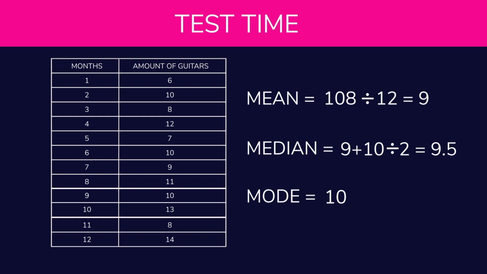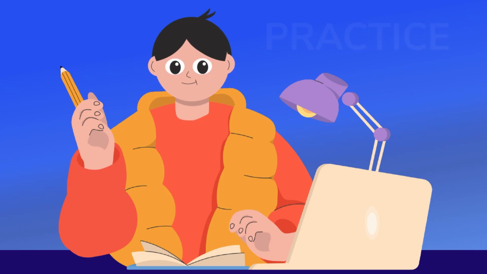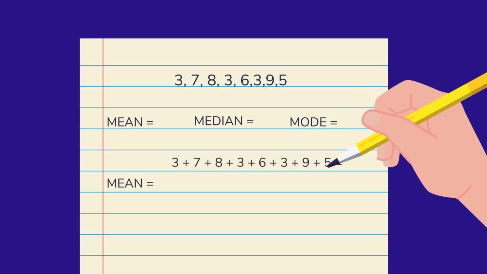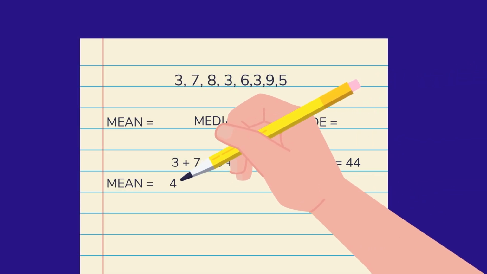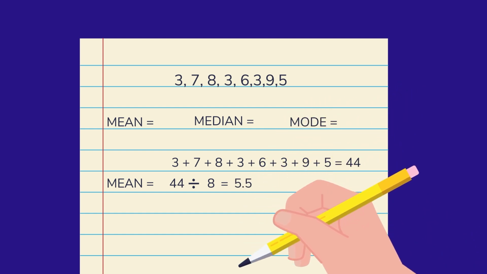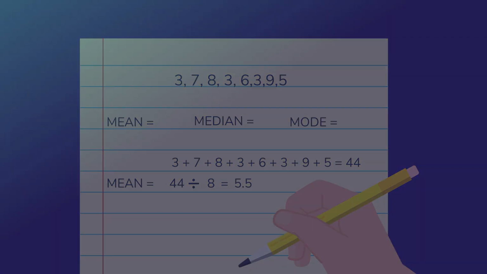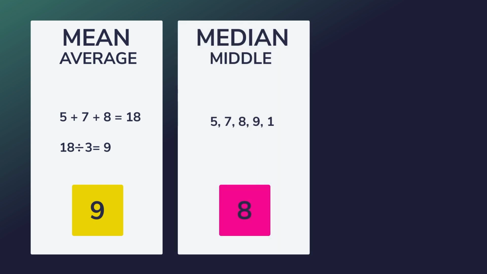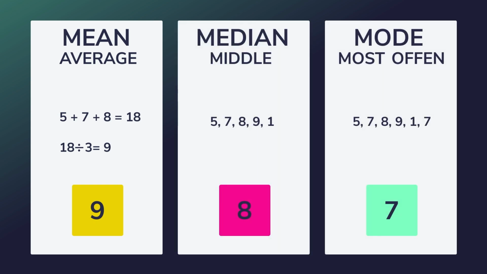There you have it. Now, don't just sit there. Practice. Math gets easier the more you work with it. Try coming up with your own datasets and find the mean, median, and mode yourself. Remember, mean means average, median means middle, mode means most often.